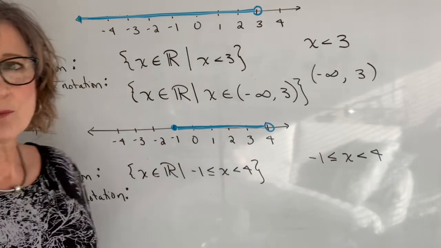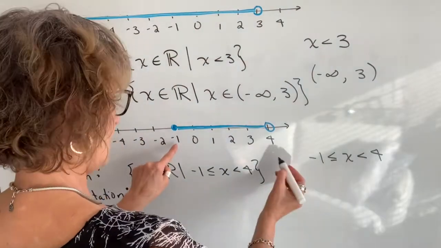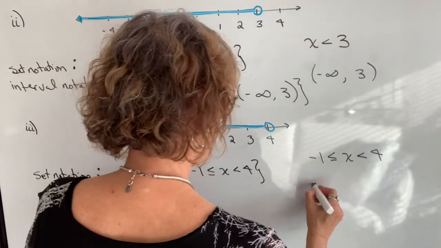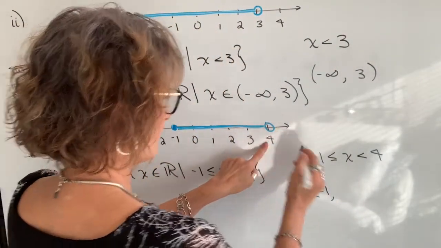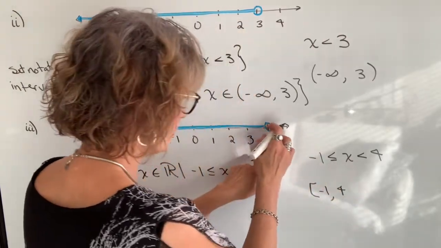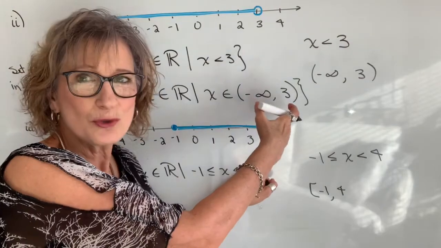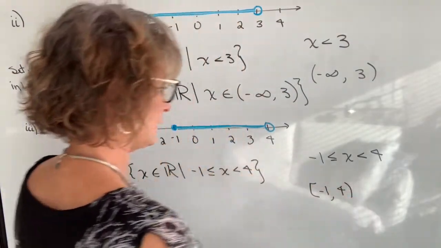And if we were to write it with interval notation, that's using our brackets and parentheses, we would say it's between -1, but it includes -1, so we use a bracket for our beginning point. Our end point is 4, but because it's not colored in, it means it doesn't include 4. X can be anything up to 4, but does not include 4. So we would put a round bracket.